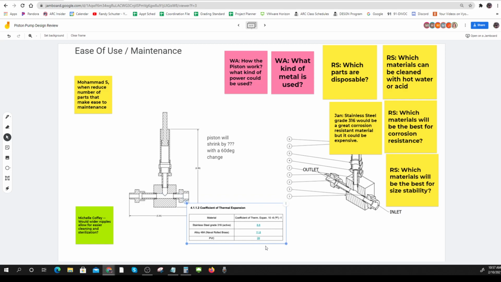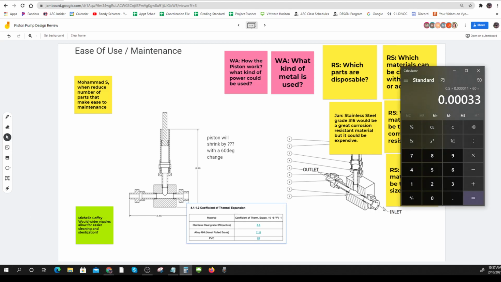Oh, that's the naval brass. PVC is 28. Does anybody remember what I had down for PLA? What this is made out of? So we can redo that. I think PLA was like 65. So 0.5 times 0.12345. That's 10 to the minus 6 times 60. About 2 thousandths of an inch.